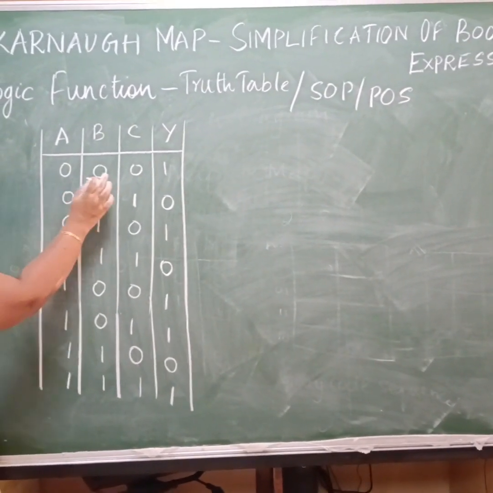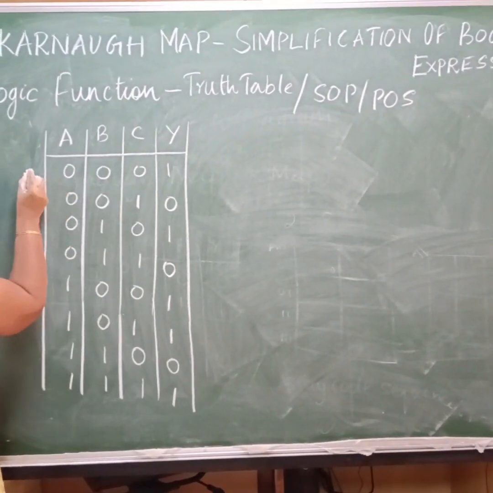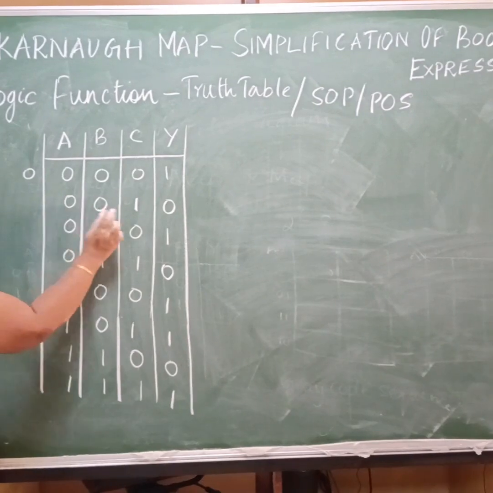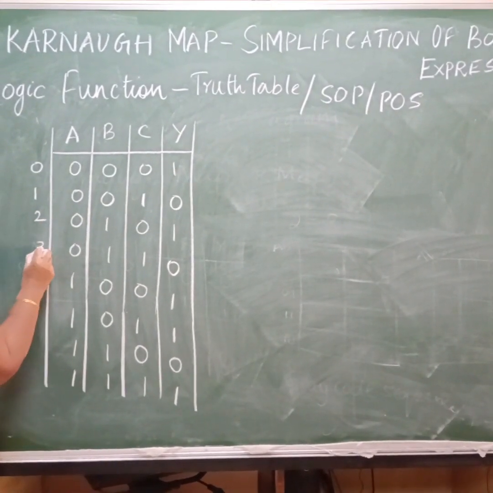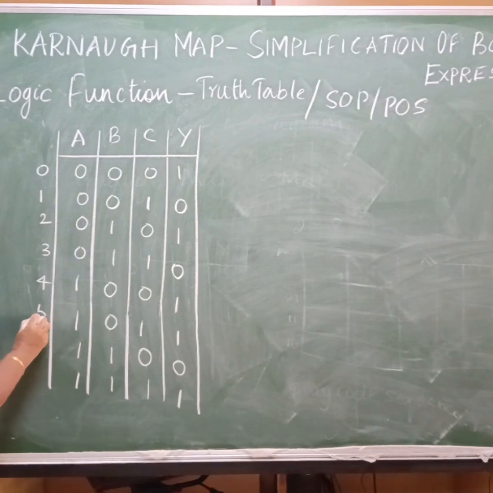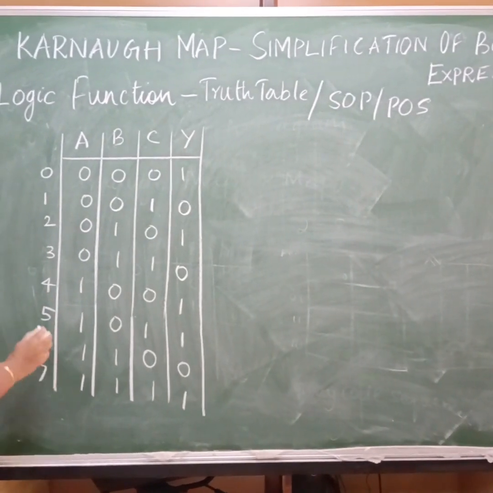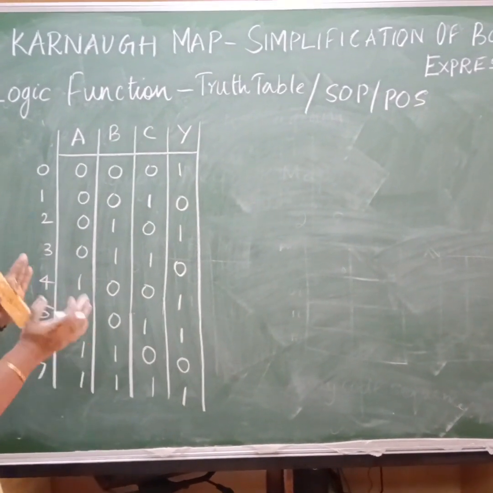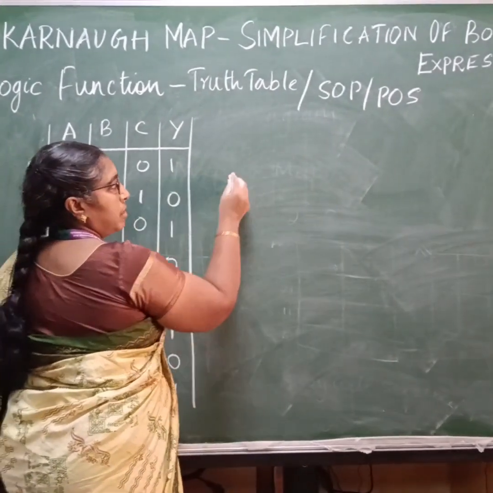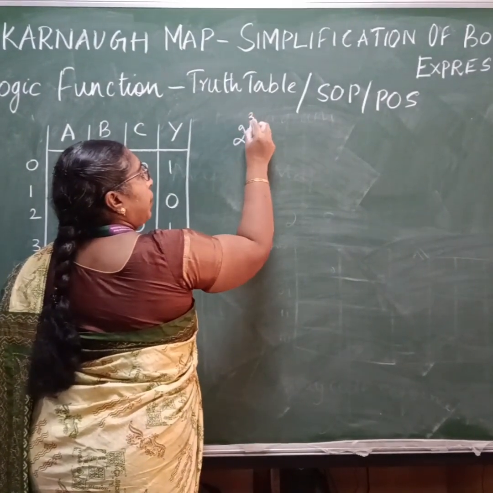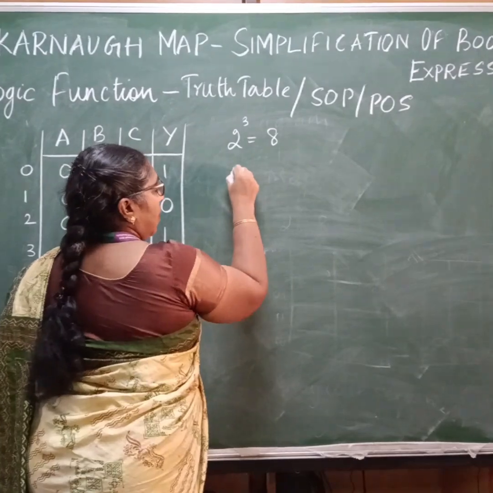Okay, so in this case, as you already know, 0, 0, 0, the decimal equivalent is 0. What is the decimal equivalent of 0, 0, 1? It is 1, then 2, 3, 4, 5, 6, 7. So now we represent this truth table in a K-map. As in this case, it is a 3-variable system, you need 2 to the power of 3, which is 8 cells.